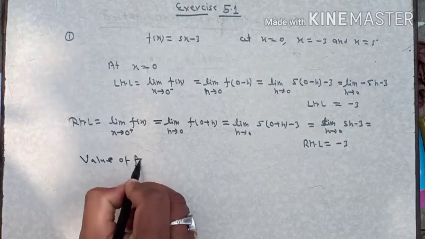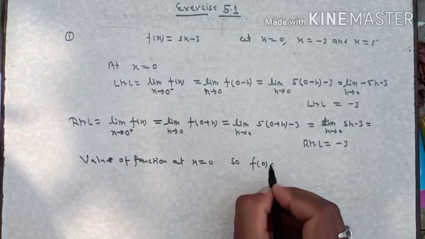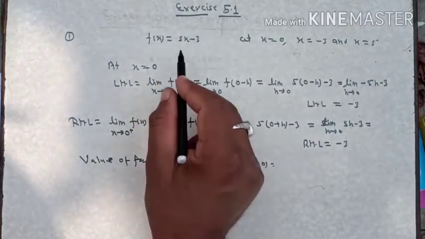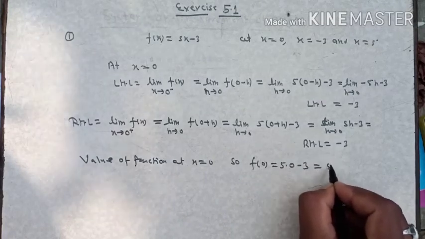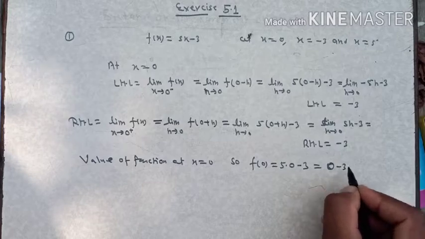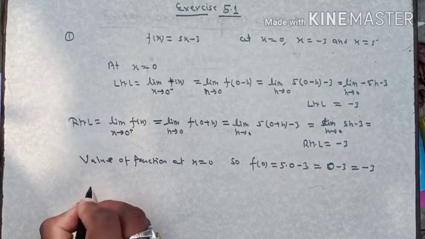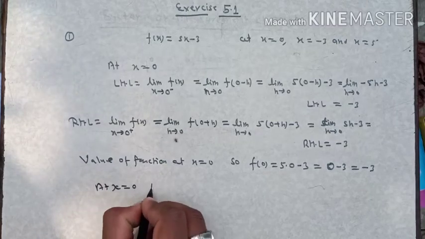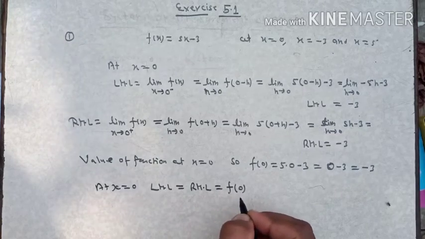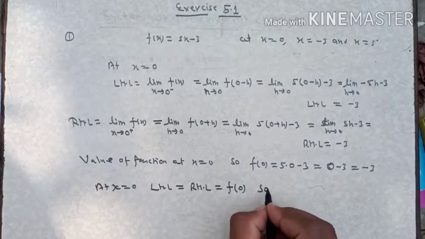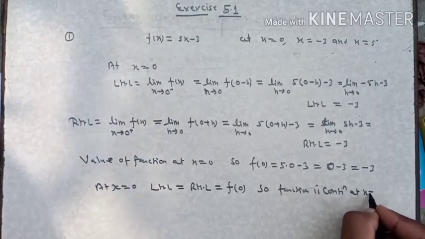Value of the function at x = 0: f(0), put x = 0 in the given function. So 5 into 0 minus 3, 5 into 0 means 0, minus 3 equals -3. Here we see at x = 0, the left hand limit equals the right hand limit equals the value of the function at x = 0. All are equal, so the function is continuous at x = 0.